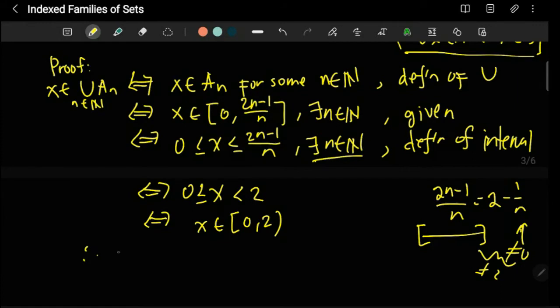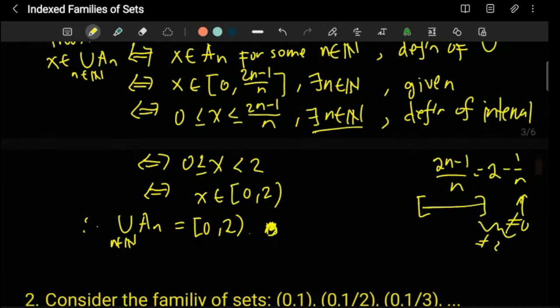Therefore, the original set, the union of A sub n, where n is in the set of natural numbers as our indexing set, is equal to the half closed, half open interval 0, 2. Okay? So now we're sure that the union is 0 to 2, not including 2. So we use a concept from calculus to visualize intuitively para ma-imagine natin ano nangyayari. And then we prove it using set properties.